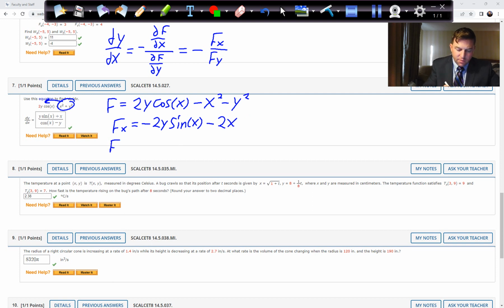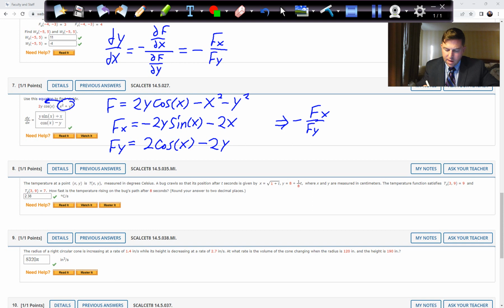Then we get fy. And that's going to equal, now cosine x is a variable that just hangs around for the ride. Y is going to go away, so it's going to be 2 cosine x, and this one's going to be minus 2y. And we're going to put this in a ratio, and we're going to put a negative in front of it.